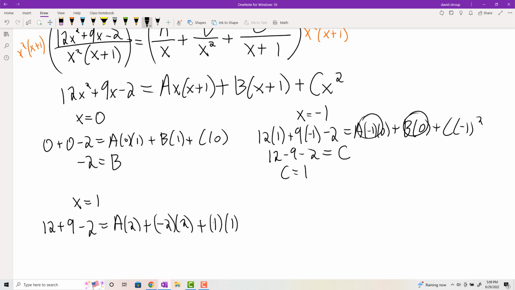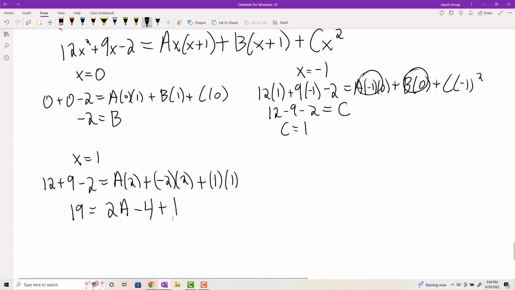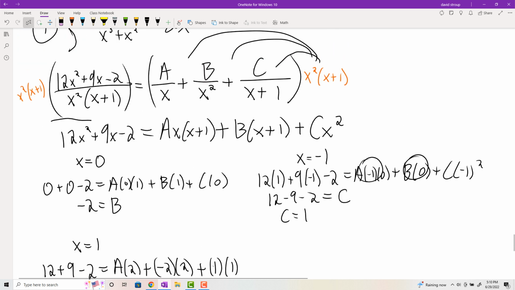Okay, so 12 plus 9 is 21, minus 2 is 19. This is 2a minus 4 plus 1. So I have minus 3 there, add that to the other side, and you get 22 equals 2a. So a is 11. Okay, so that's our partial fraction decomposition. You use all of that information then to rewrite our original integral.